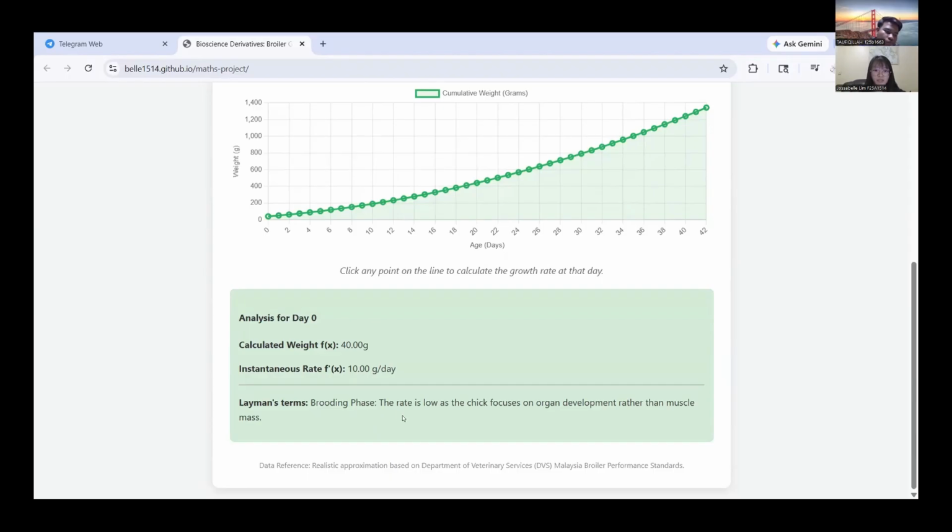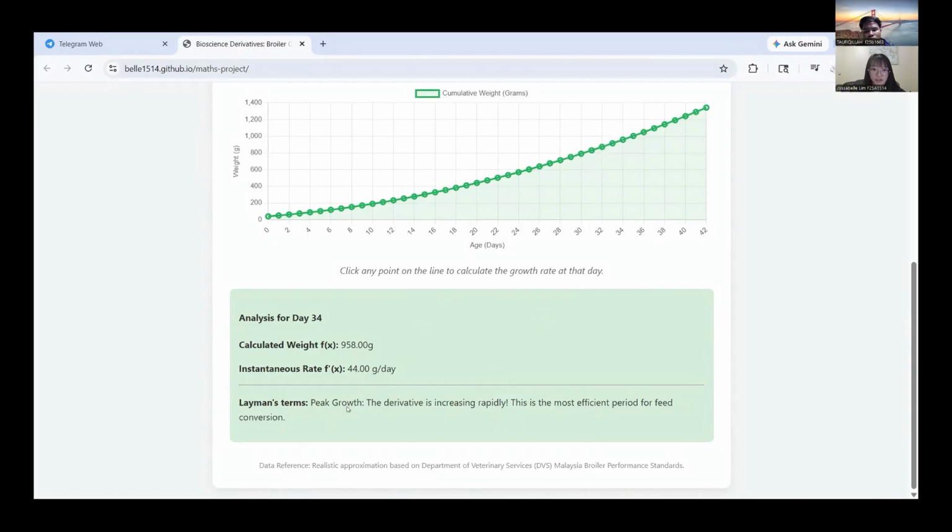In layman's terms, this is the starting phase. The growth is slow as the chick focuses on organ development rather than muscle mass. Until day 13, the phase is also the same, focusing on organ development. Then at 15 days, in layman's terms, this is the focus period. For feed conversion, this derivative increases rapidly until days 31, 32, 33. This is also increased.